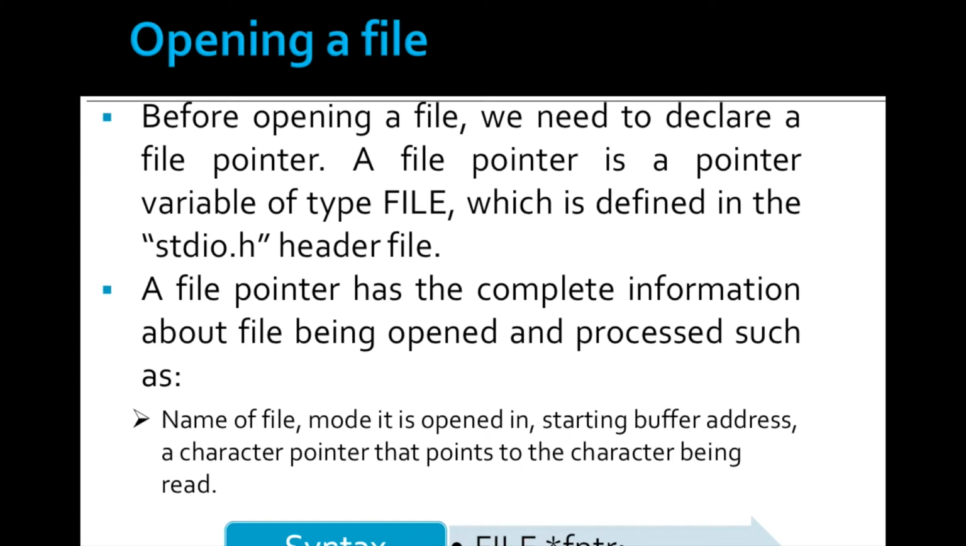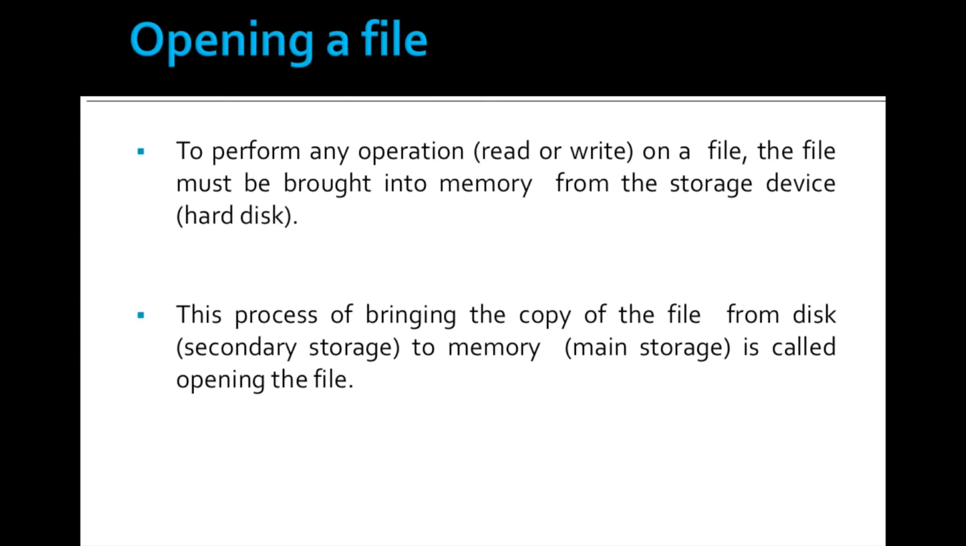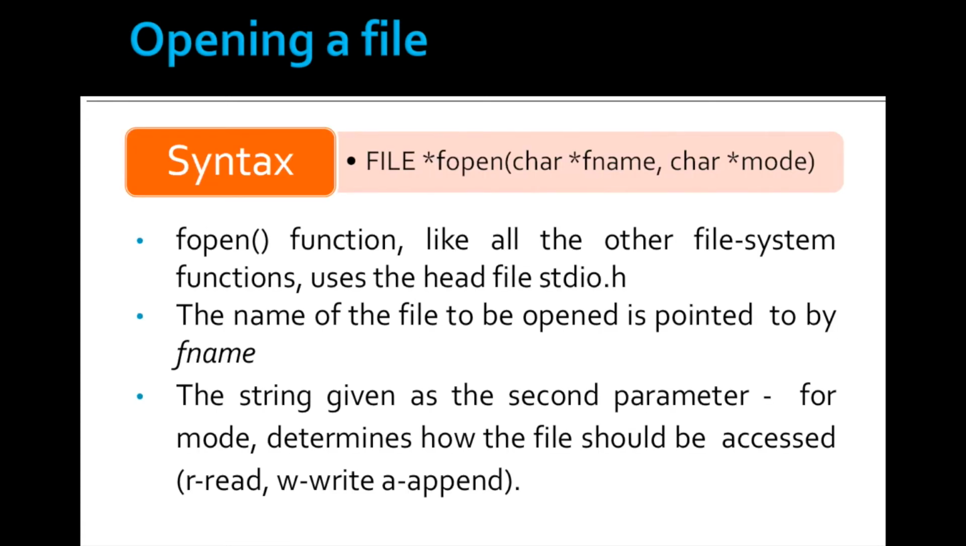Now, to perform read and write operations, the file must be brought into memory from the storage device. This process of copying a file from disk to memory is called opening a file. In order to open a file, the syntax is fopen. The first argument is the file name, a character array, and the second is the mode in which you want to open the file. fopen is a function under stdio.h that will open a file in a specific mode given by the second argument.